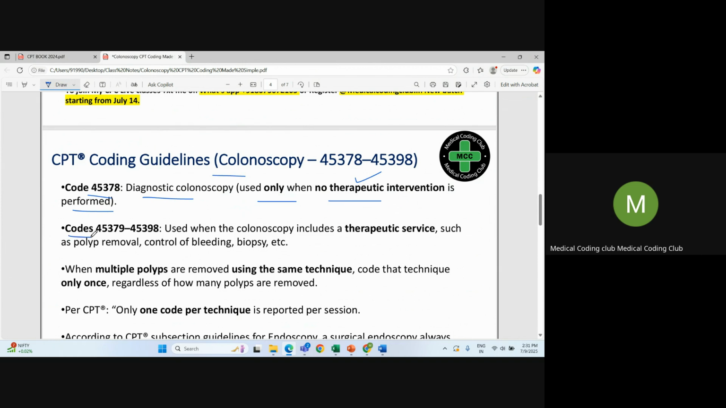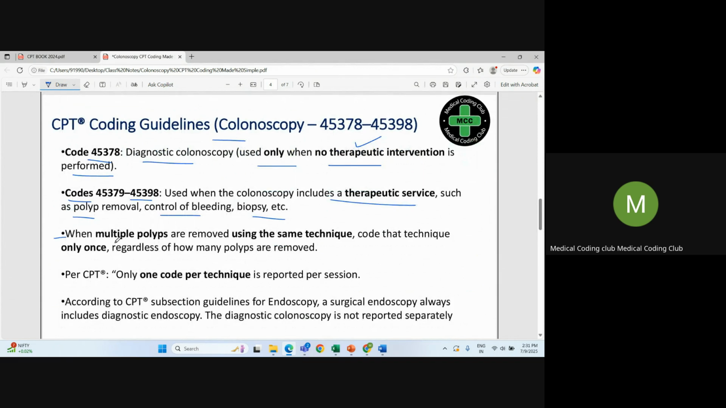Next, codes 45379 to 45398. It is all about therapeutic services, where they are going to remove the polyp or a foreign body, control bleeding, biopsy, etc. Next, when multiple polyps are removed using the same technique, code the technique only once, regardless of how many polyps are removed.